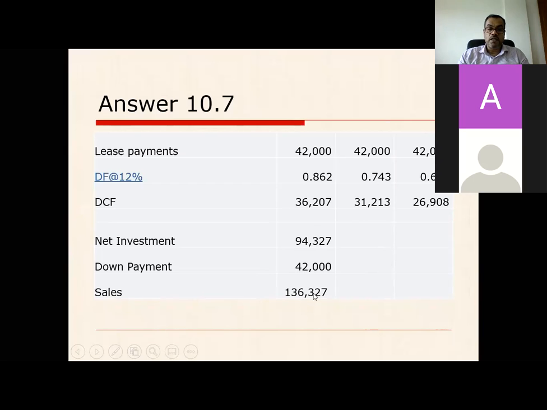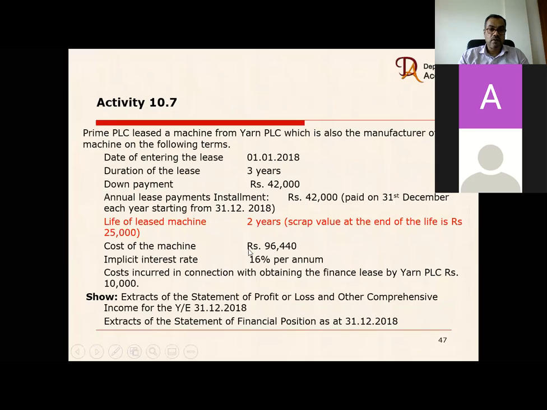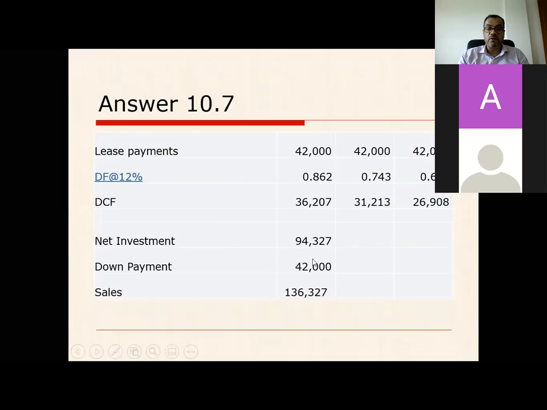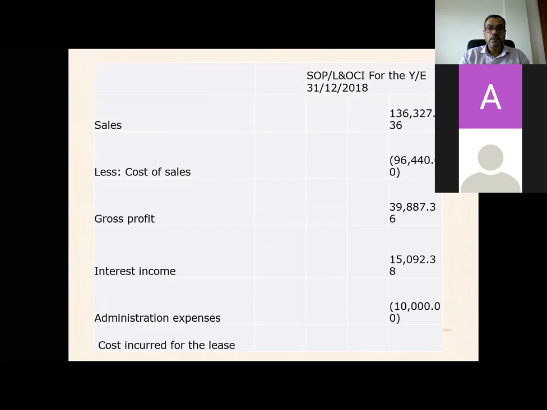Total will be your sales minus cost. What is the cost? Is the cost given? Cost of machine is 96. Therefore, your profit is this minus that. It's a simple calculation. What I emphasize, or just want you to carefully understand, is not this calculation amount, but the concept, how it is calculated. Then sales this much, cost of sales this much, therefore your gross profit is this much.